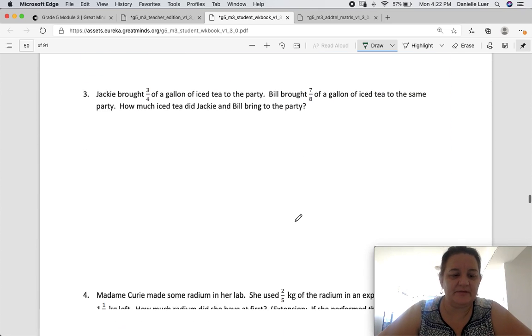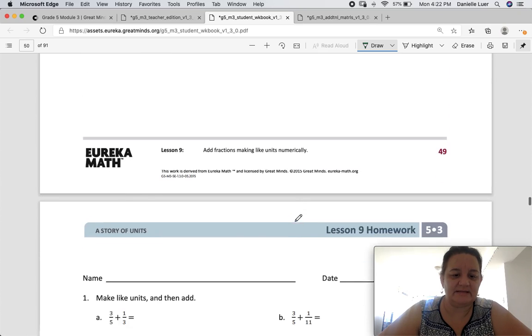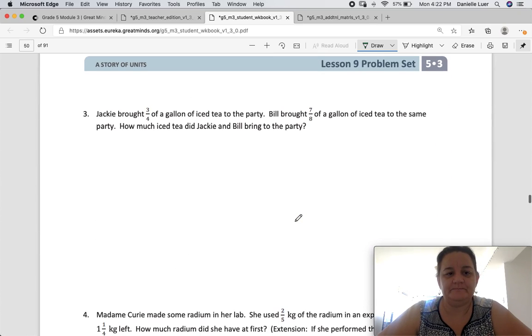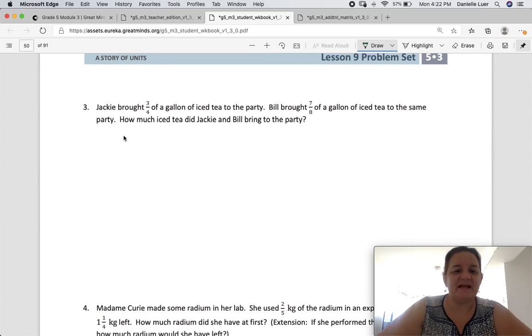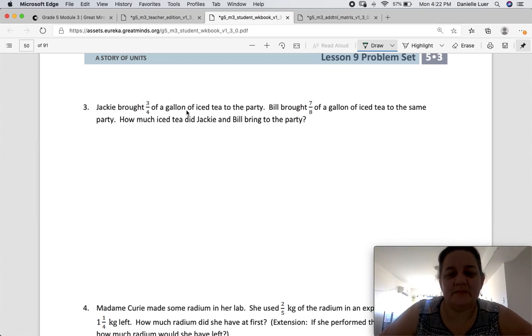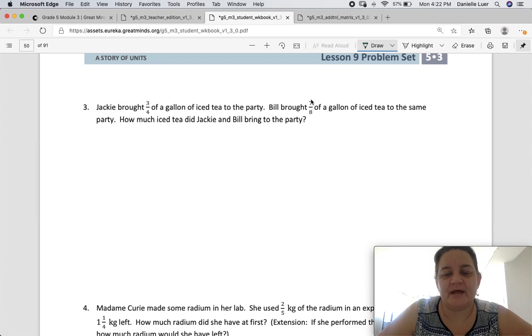And number 3 and 4, let's see, that's it then, right? 3 and 4. Jackie bought 3/4 of a gallon of iced tea to the party. Bill brought 7/8 of a gallon of iced tea to the same party. How much iced tea did Jackie and Bill bring to the party? We might as well write in here all together because we can tell already that that is an adding problem.